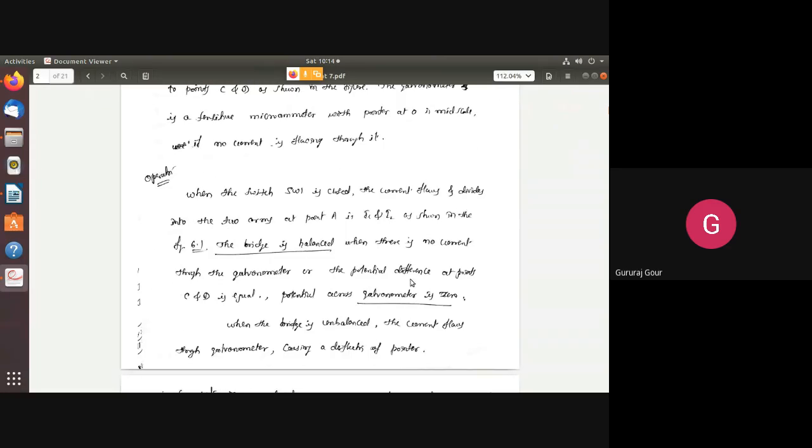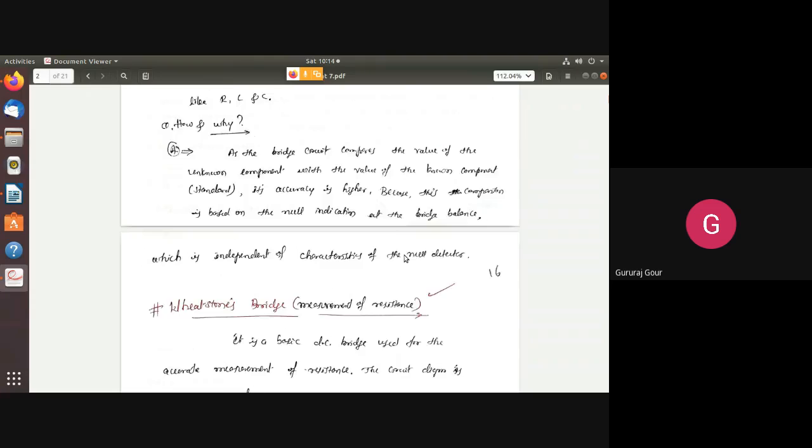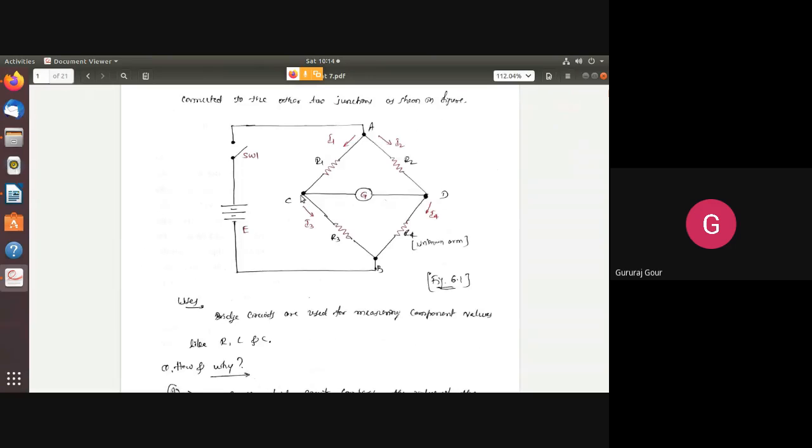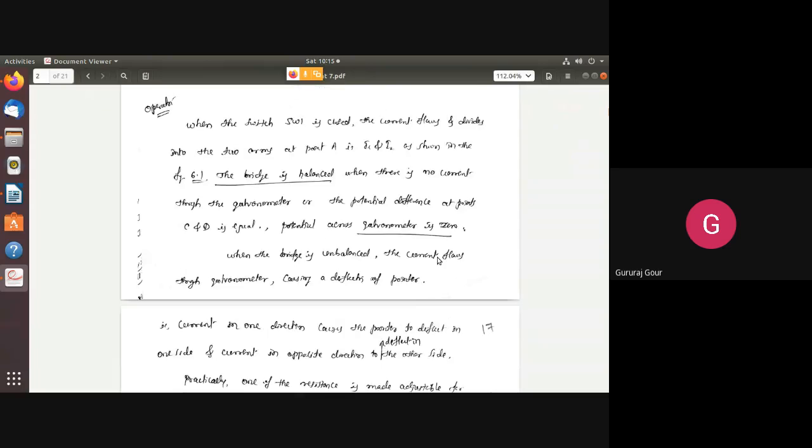So operation is very simple. When switch SW1 is closed, we can say the bridge is balanced if the voltage at point C and voltage at point D are the same. Voltage difference between C and D is zero. Means same current is flowing on either side. That is indicated by the null condition of the galvanometer. Otherwise, the galvanometer is showing a deflection on either side, left or right, depending on the direction of the current. That's what has been explained in the form of operation.